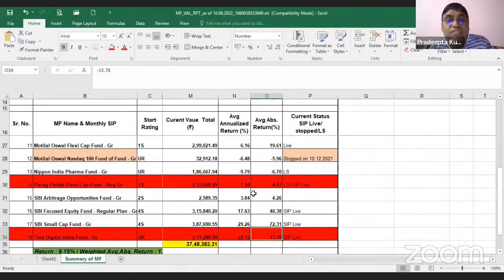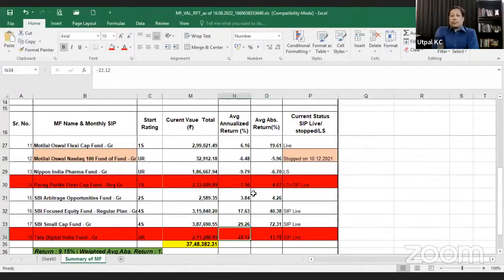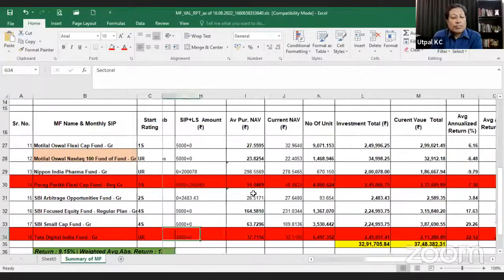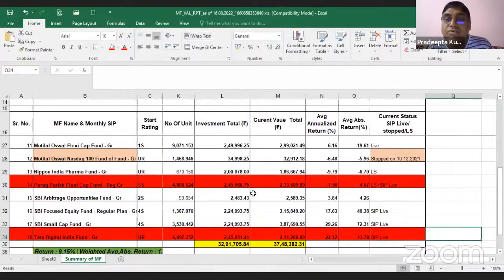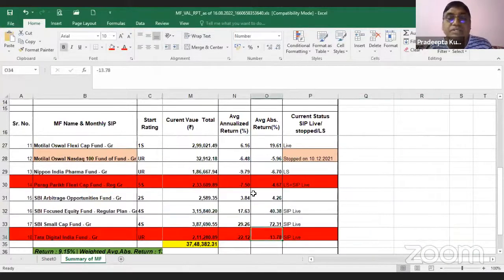But my question is about Tata Digital India, where I recently invested. There is a long term investment and SIP going on here. I started in December 2021. This is the situation now: the annual return is minus 22%, and the absolute return is also in minus. So the weighted average of 9.15% is okay, but some of the funds are negative.